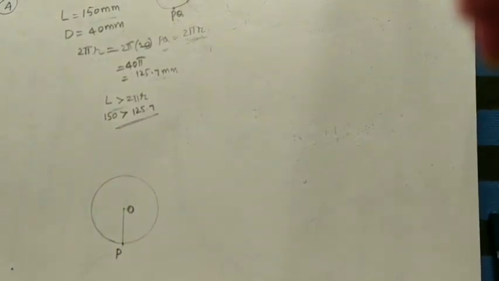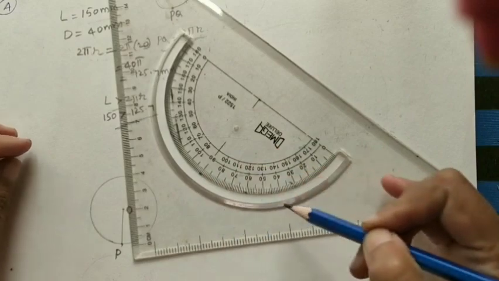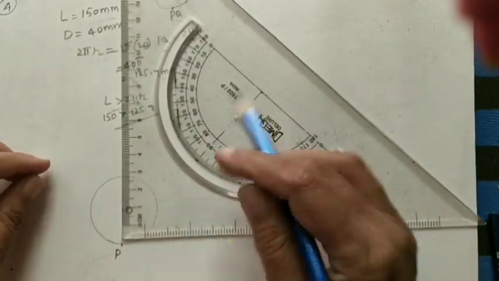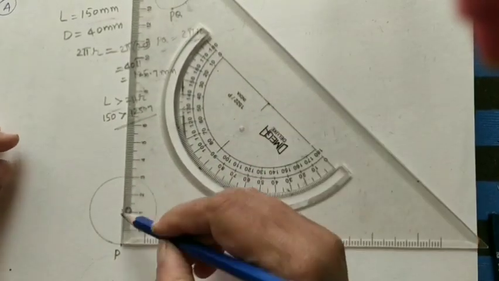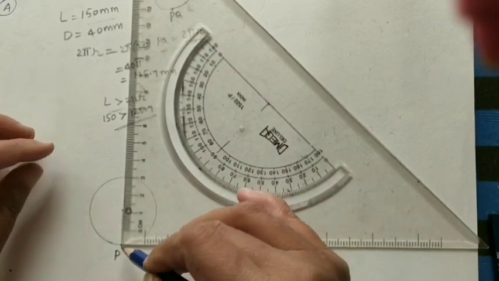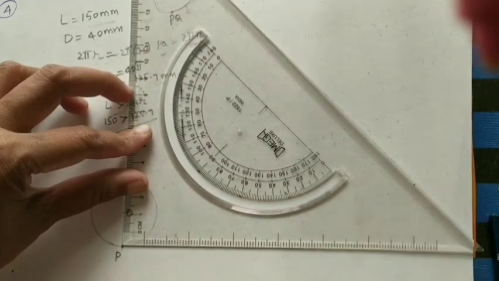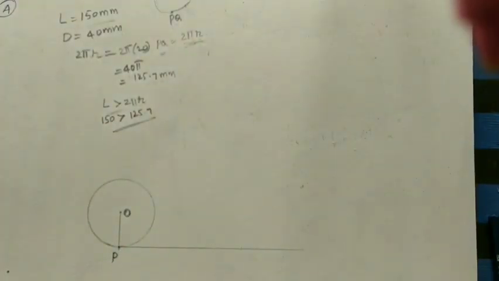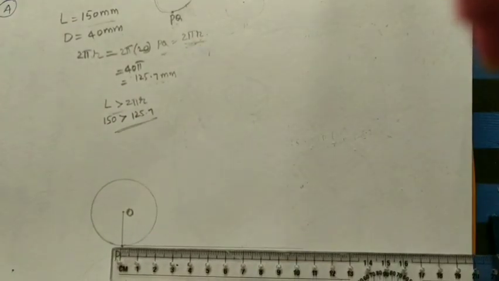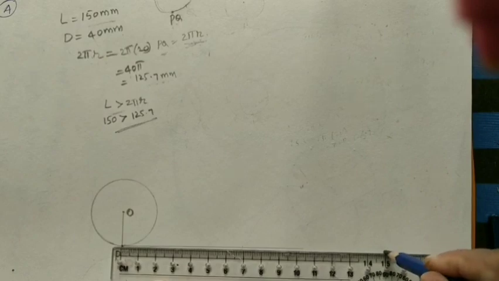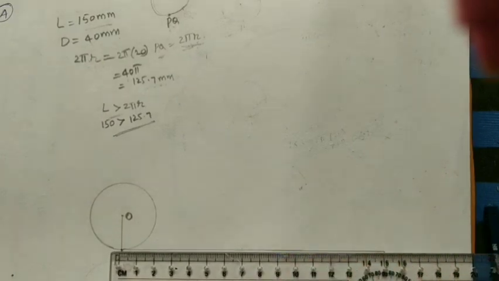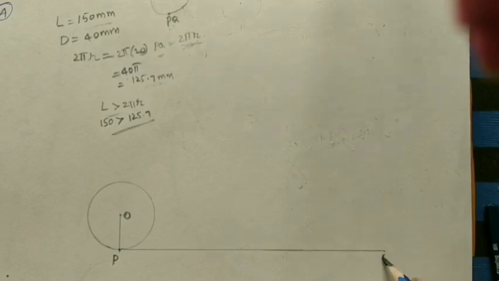Just take the perpendicular to this. How to take a perpendicular line? I am using this set square. This is 90 degrees. Keep this here, with one side coinciding with the radius. On the other side I will draw the horizontal line. On this line, I will mark 150 mm, so 15 centimeters. That is the thread length. Now this is the Q point.